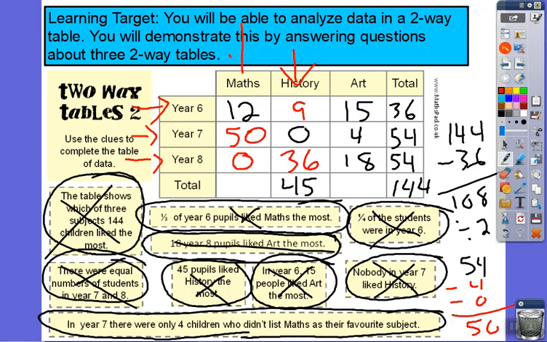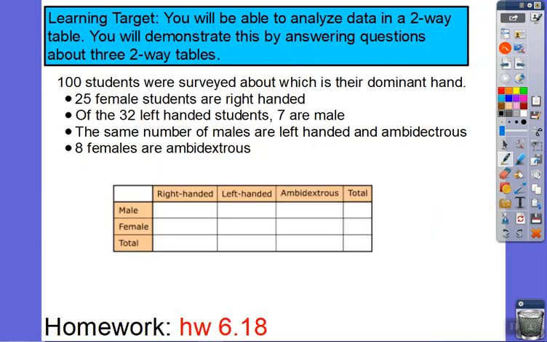Now let's go down for math. So I'm going to add 12 and 50, and that gets me 62. And then going for art, I'm going to add up 15, 4, and 18, and that gets me a total of 37. And again, if I wanted to double check, I could go across this way and make sure that these 3 add up to 144. Please notice that some of those we couldn't get until later on, until we had more information. Okay, our last one here.